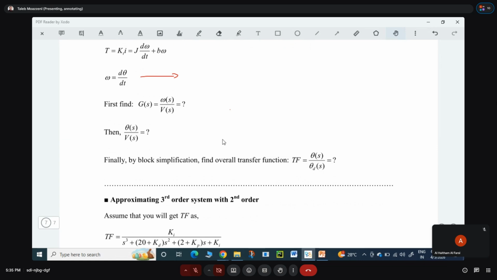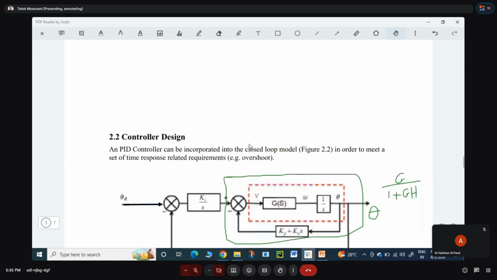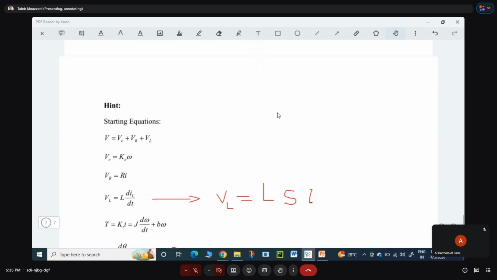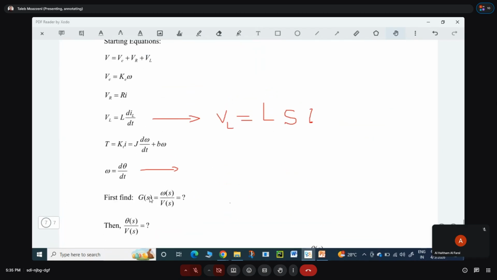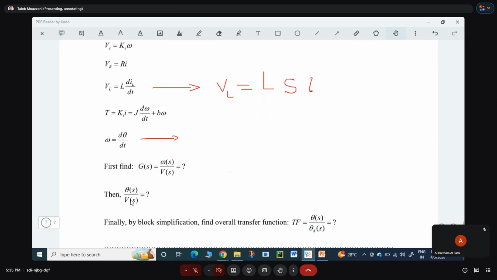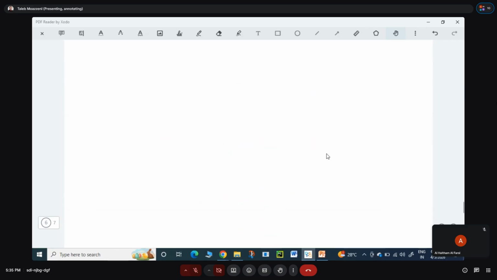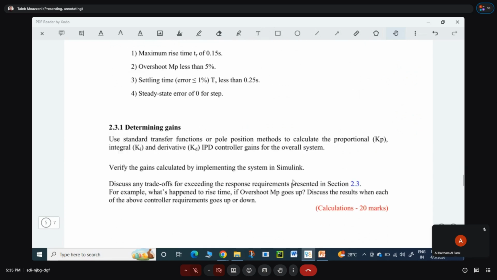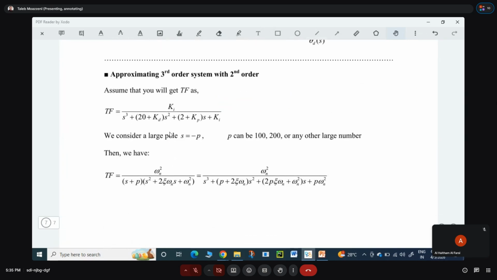There are two steps here: first the internal transfer function Gs. This Gs is obtained by this equation. So these equations are all for Gs. Okay, after Gs, you will find theta(s) over V(s) and then theta(s) over theta_d(s). That is the block simplification here. This way, and finding this, you will find a transfer function like this. Yes, this is the result. You should have such an equation, a fraction.